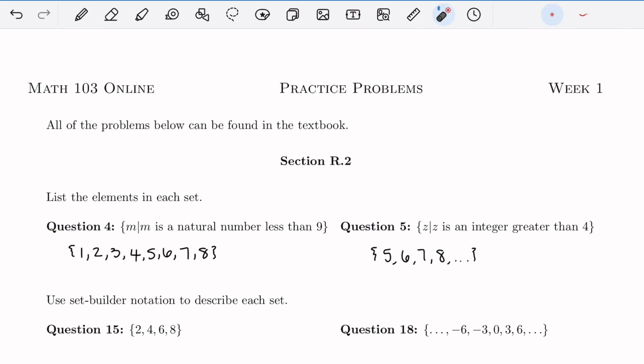Now, for question 4 here, this is an example of a finite set. We have a countable amount of elements in our set. In question 5 here, this is what's called an infinite set because this continues on forever.